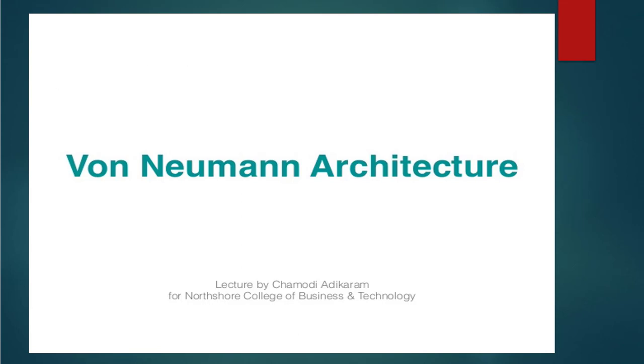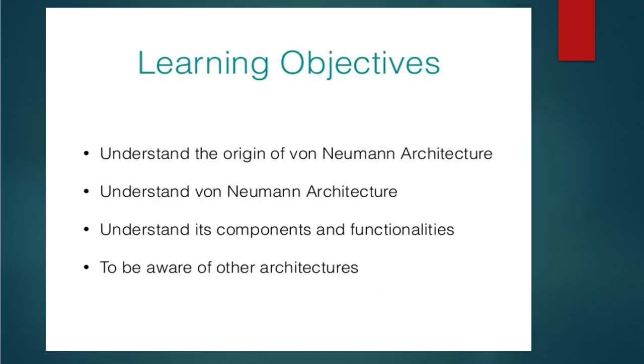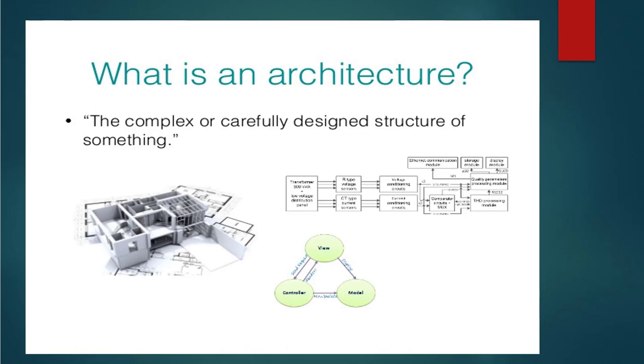Learning objectives. Understand the origin of von Neumann architecture. Understand von Neumann architecture. Next, understand its components and functionalities. Next, to be aware of other architectures. Next, what is an architecture? A complex or carefully designed structure of something.